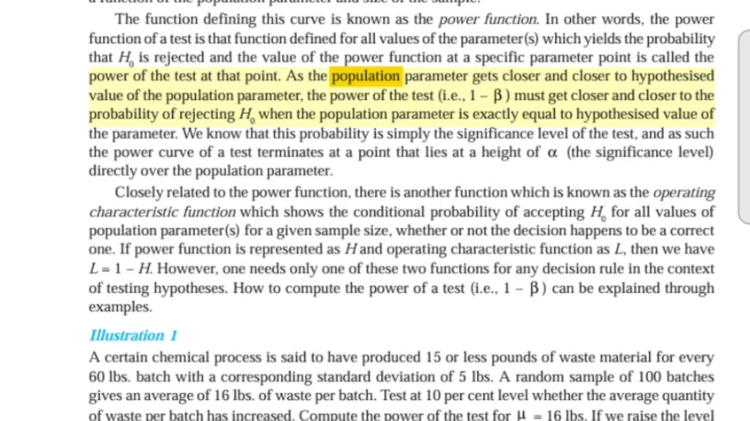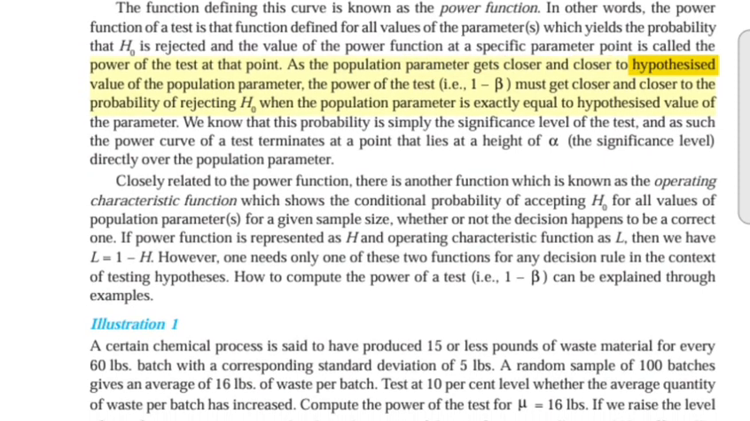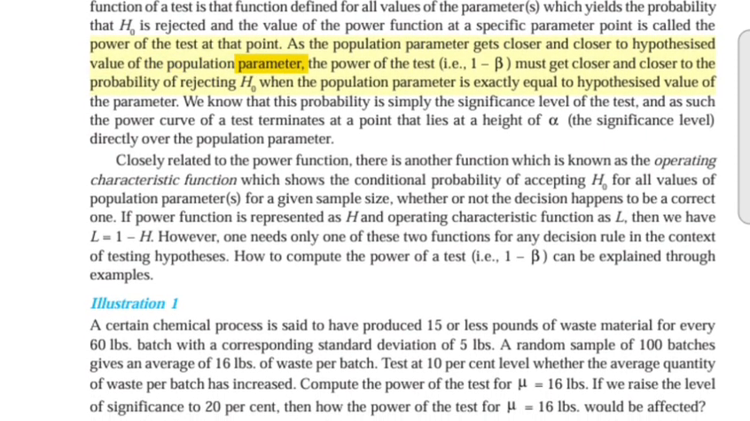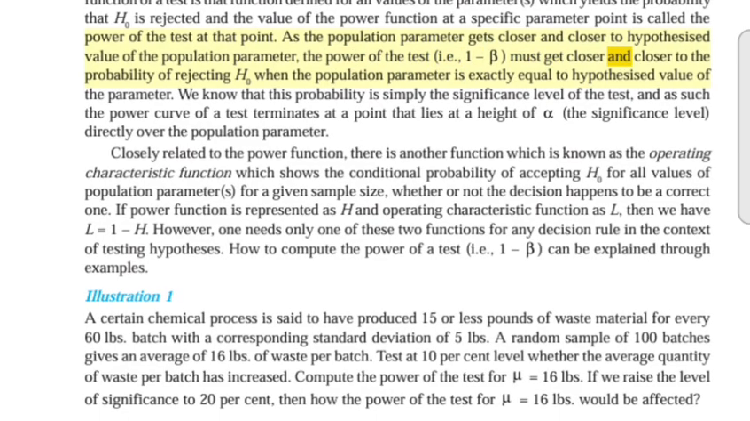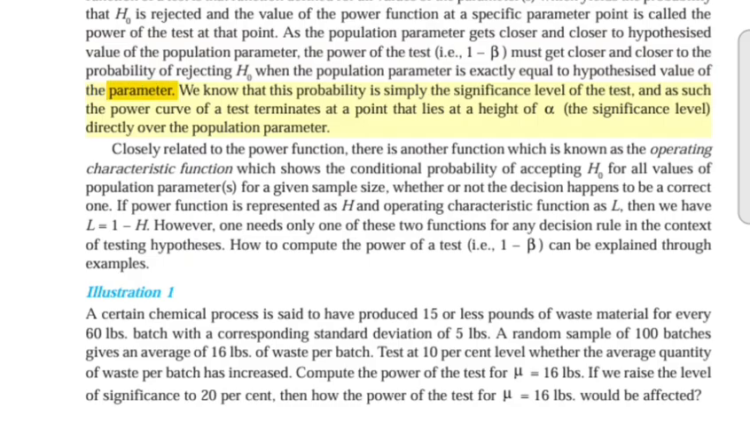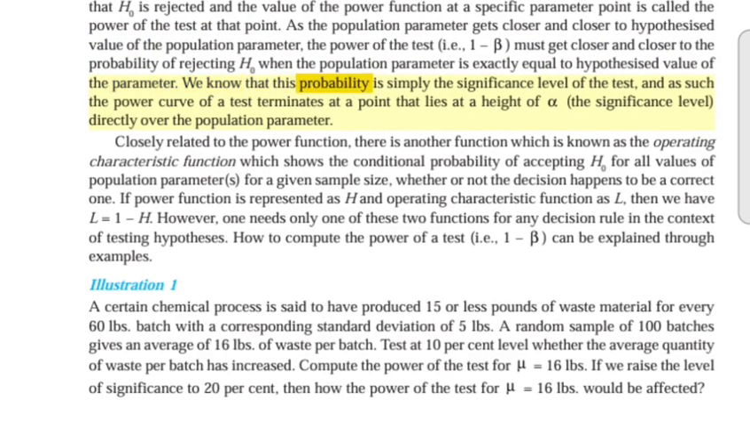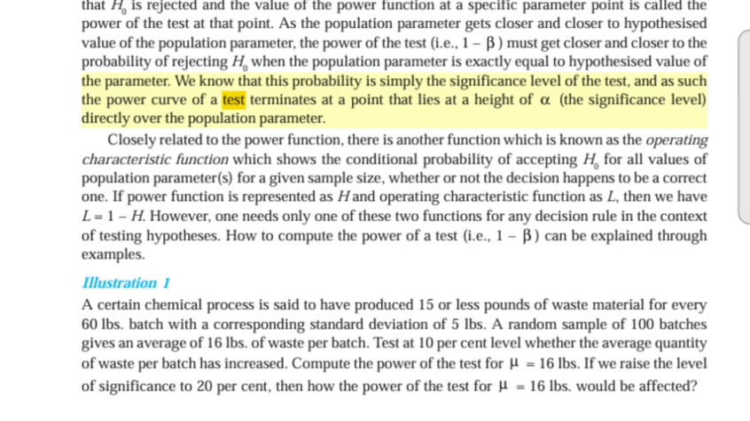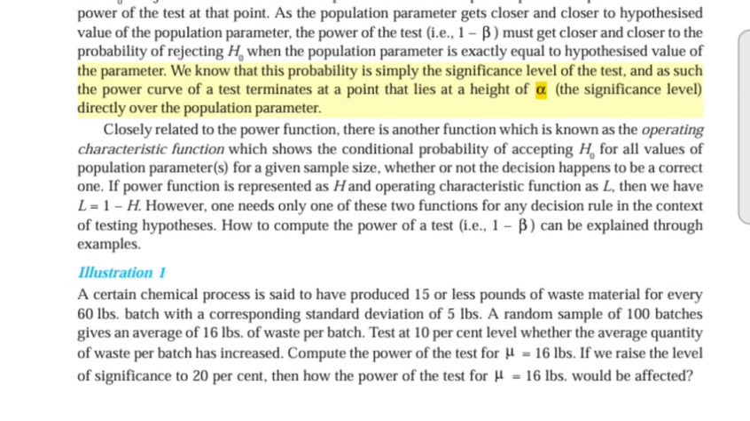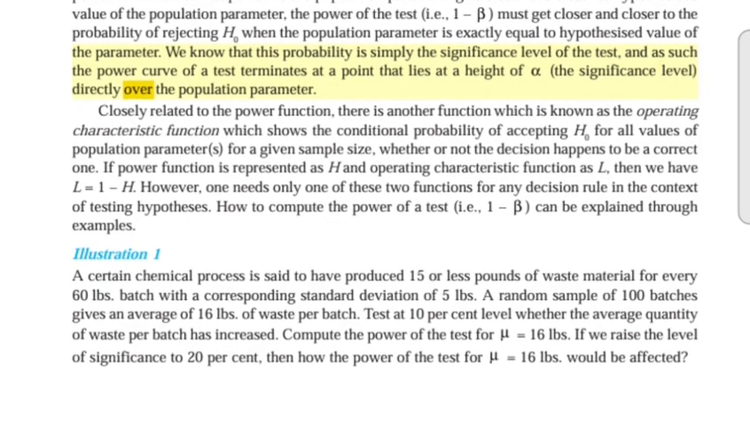As the population parameter gets closer and closer to the hypothesized value of the population parameter, the power of the test, i.e., 1 - beta, must get closer and closer to the probability of rejecting H0 when the population parameter is exactly equal to the hypothesized value of the parameter. We know that this probability is simply the significance level of the test, and as such the power curve of a test terminates at a point that lies at a height of alpha, the significance level, directly over the population parameter.